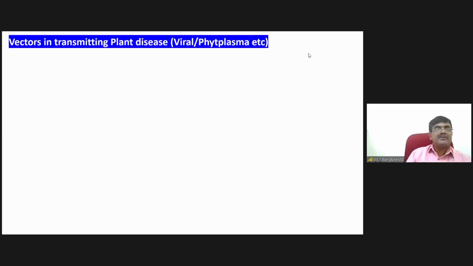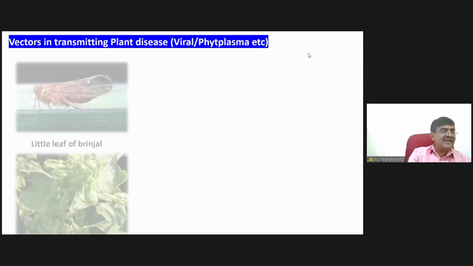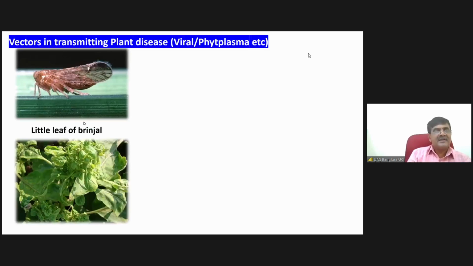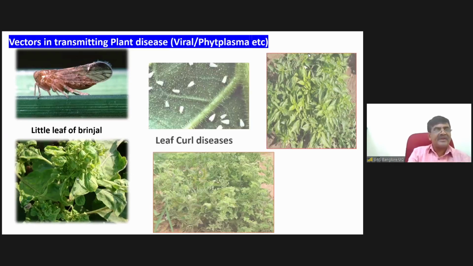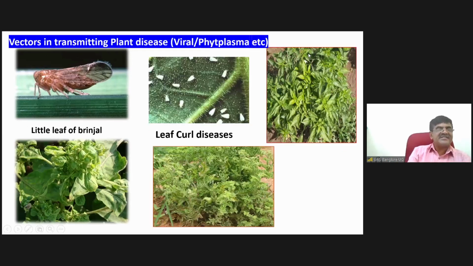There are also some insects that transmit viral or phytoplasma diseases in plants. For example, this is a brinjal plant. It is attacked by a mycoplasma disease called little leaf. This little leaf disease is transmitted by plant hoppers, so plant hoppers transmit little leaf disease in brinjal.